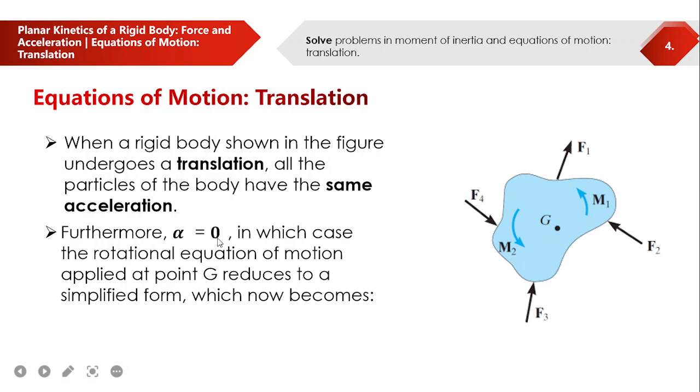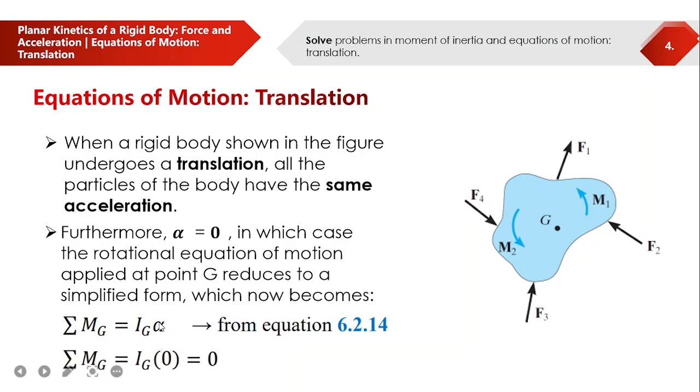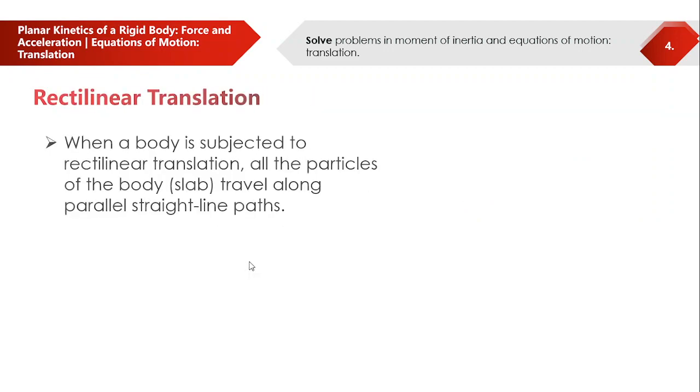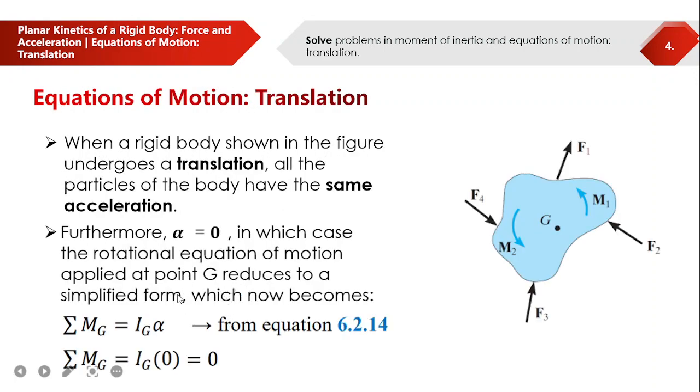Furthermore, angular acceleration is equal to zero. In this case, the rotational equation of motion applied at point G reduces to a simplified form, which now becomes the summation of moments at point G equals I sub G times alpha, which will now be equal to zero, since your angular acceleration equals zero. So all moments about G are zero as well. Okay? So you can reduce it to a simplified form of the formula we solved earlier.